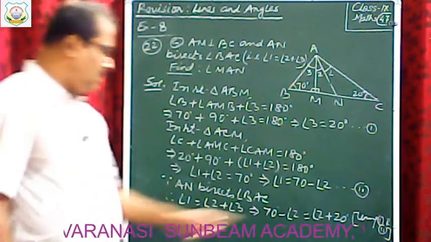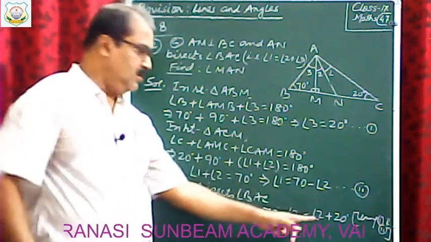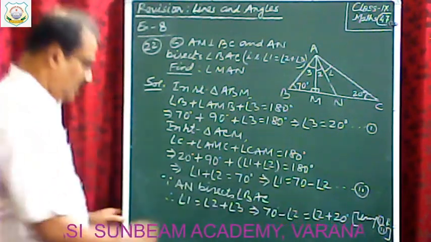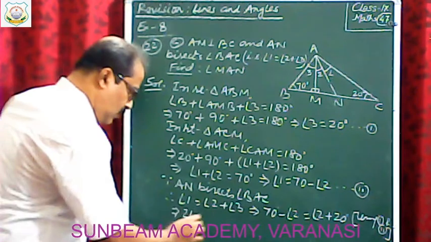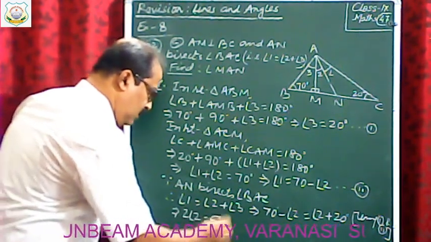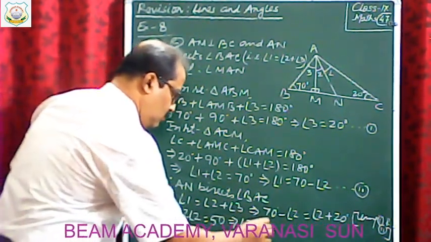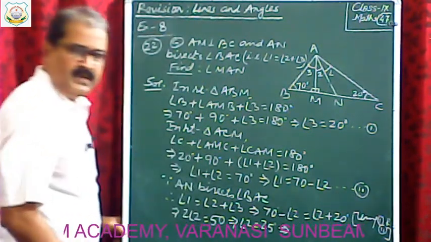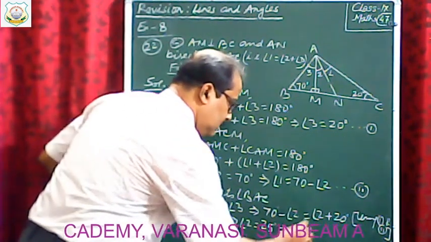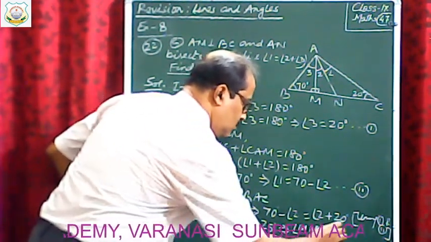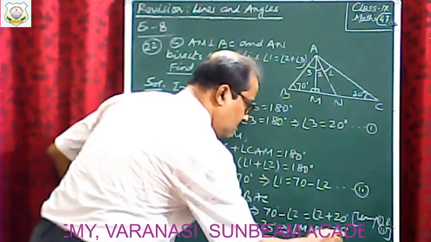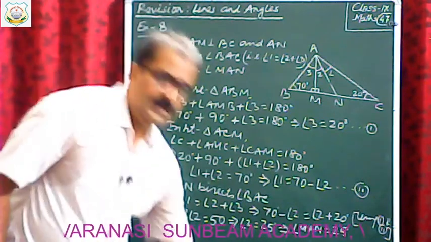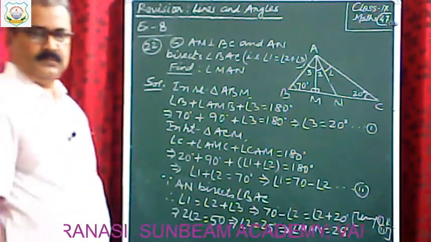Now calculate, angle 2 minus angle 2, transpose it. So 2 angle 2 equal to 70 minus 20, 50. Then angle 2 equal to 25. So finally angle 2 means angle MAN equal to 25. Okay, it is also a very good question.